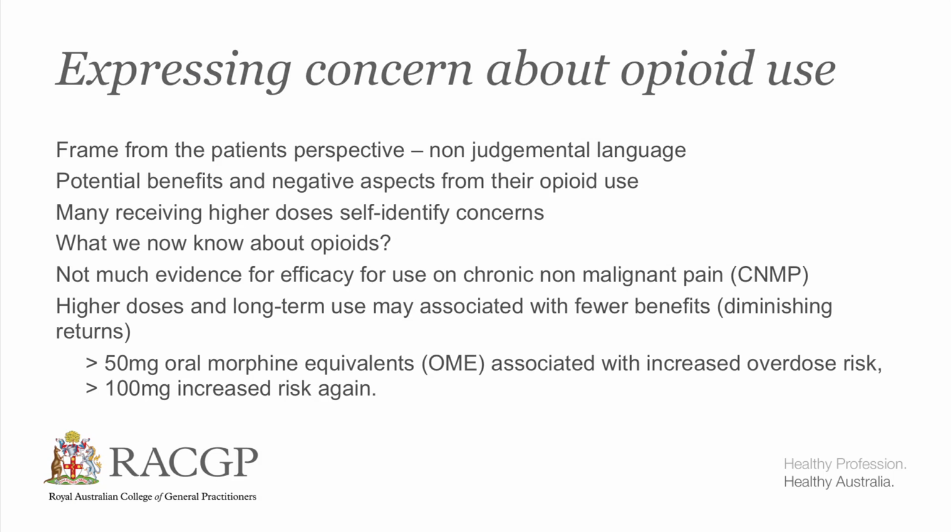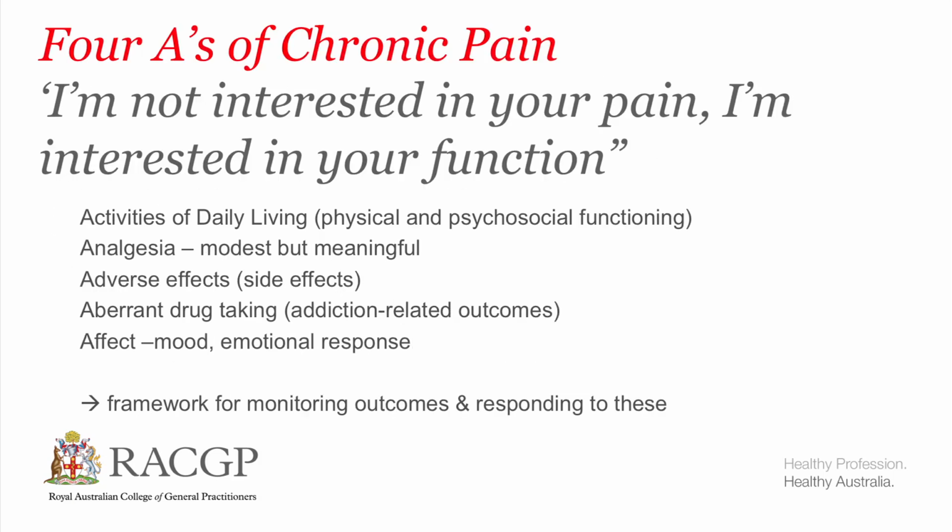So what we're moving to now is looking in guidelines, including the American guidelines and Australian guidelines, to really look at, let's limit the dose. Let's do a trial of opioids. If it doesn't work, don't keep taking the dose up because it's not going to work. So 50 milligrams oral morphine equivalent, which is around 40 milligrams of oxycodone, is associated with increased overdose risk, and at 100 milligrams, it just exponentially goes up from there. Moving on to the next slide.